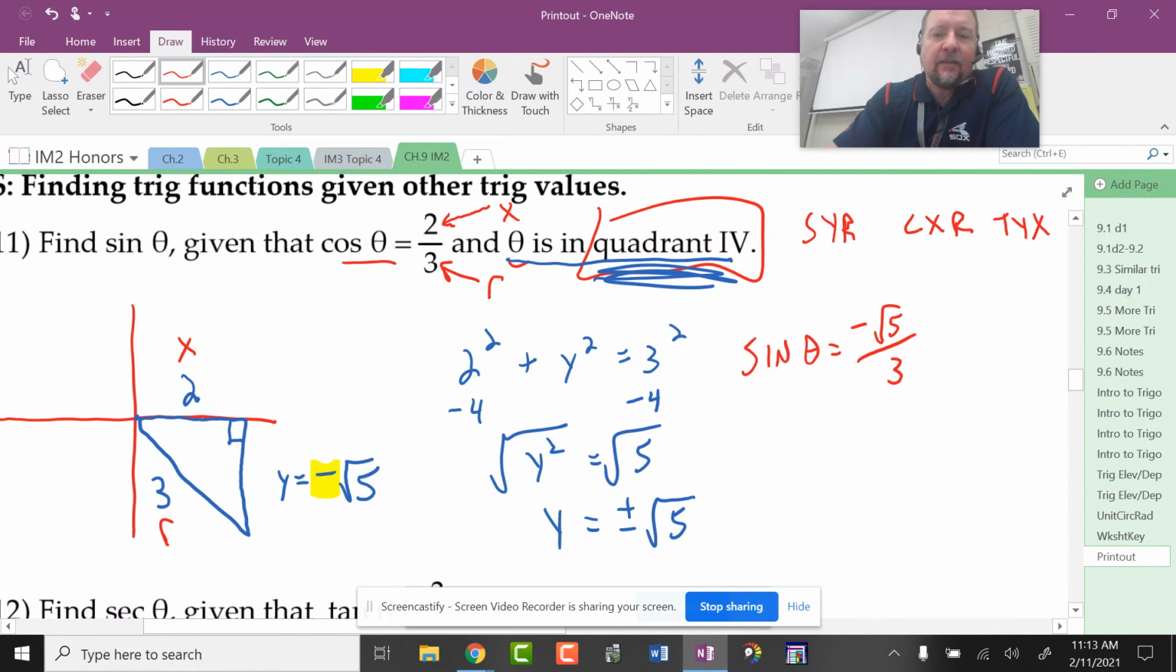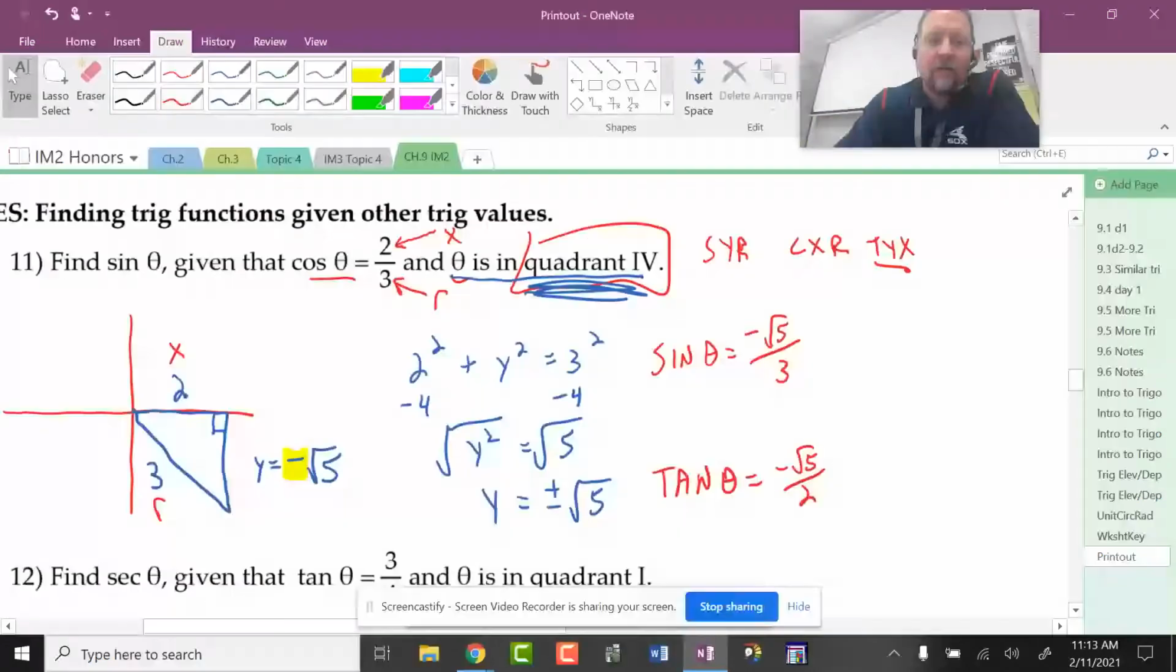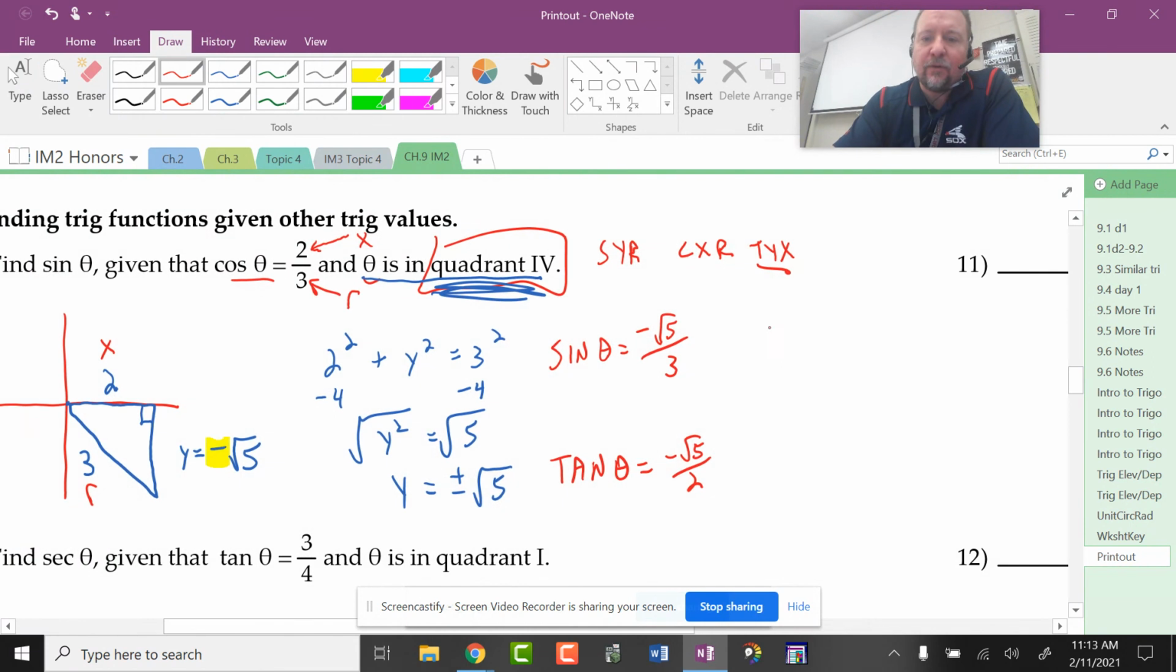We already have cosine theta. I'm going to keep going just for giggles. What's tan of theta? Ticks, y over x. So it's negative root 5 over 2. And then all you have to do for the reciprocal functions, and we're doing this so you get this hammered down: cosecant is related to sine, but it's flipped. And then this becomes negative 3 root 5 over 5 through rationalizing.